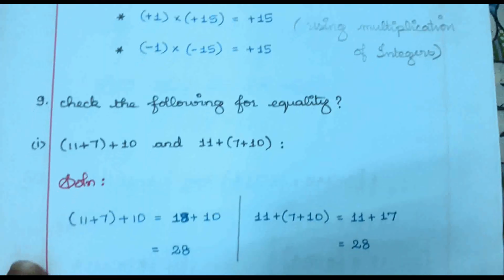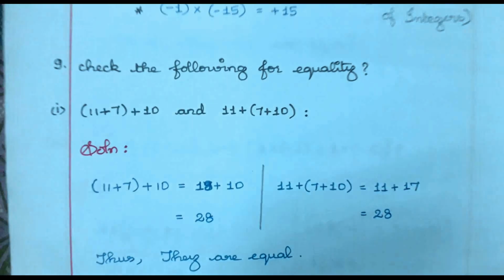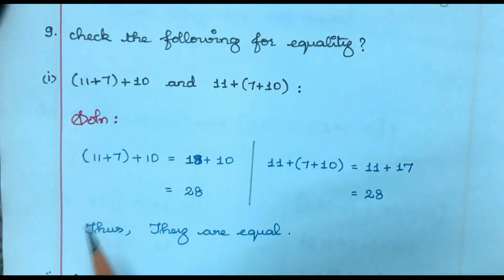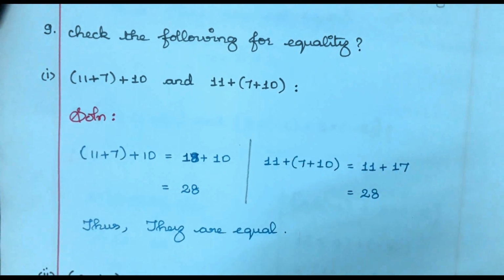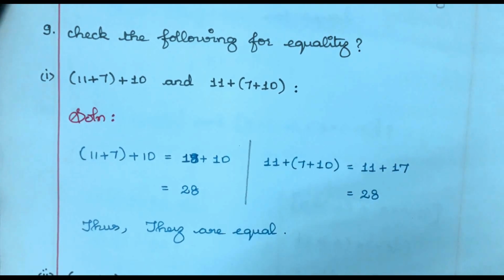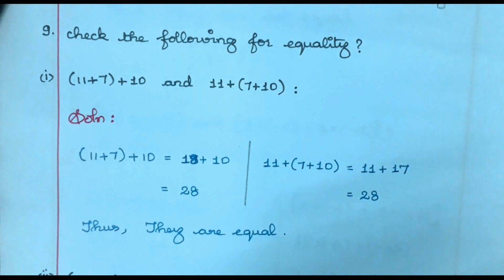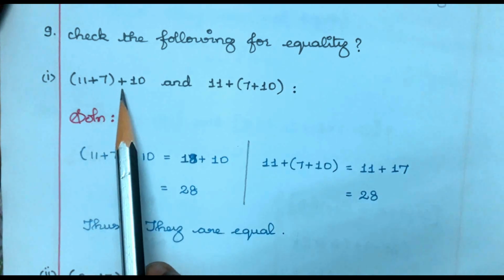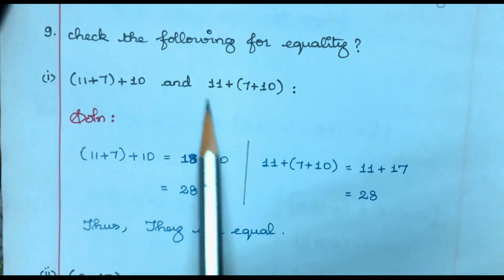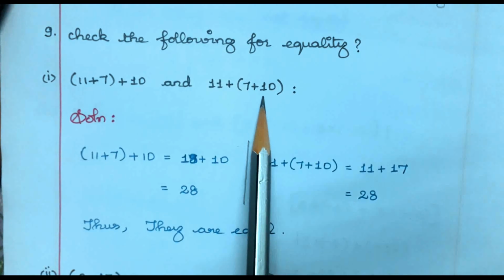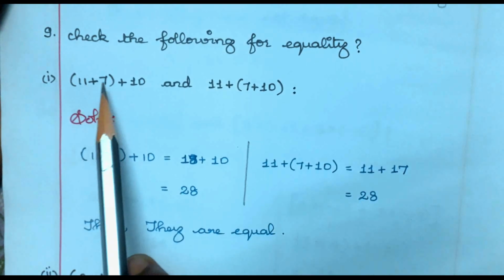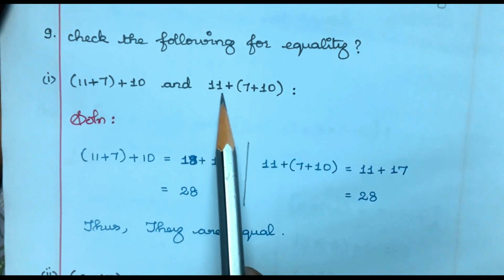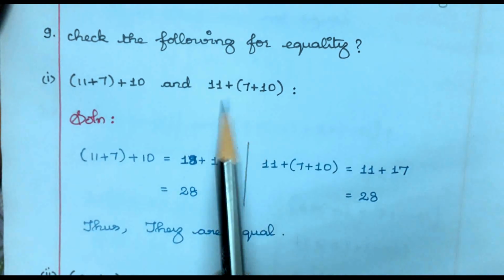Fine. Next we will move on to the ninth question. Ninth question, check the following for equality. Equality is nothing but we are going to say whether the given two statements are equal or not. Clear? So the first question of the ninth one goes this way: (11 plus 7) plus 10 and 11 plus (7 plus 10). First two terms are inside the bracket and the other one is single. Next, the first term is alone and the next two terms are inside the bracket.